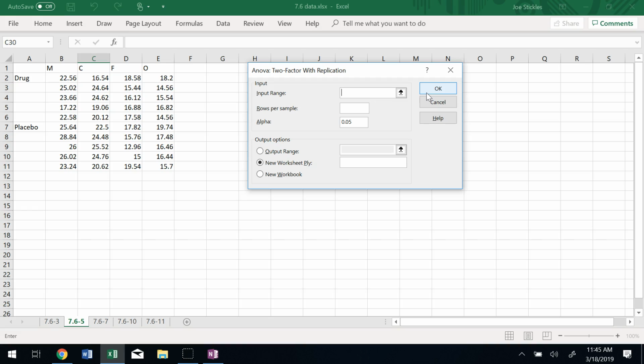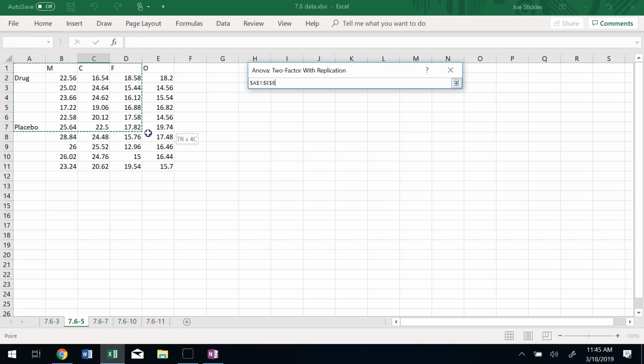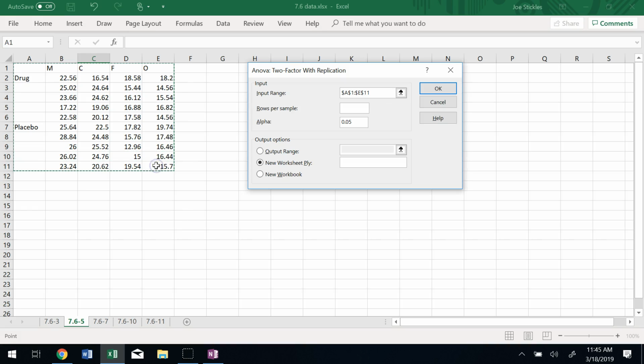Okay. So when we do the input range, I need not only to grab the data, but I also need to grab the labels. So I'm going to put the MCFO in my range and my drug and placebo in my range. Okay. And then there's one more thing we have to worry about. It says rows per sample.